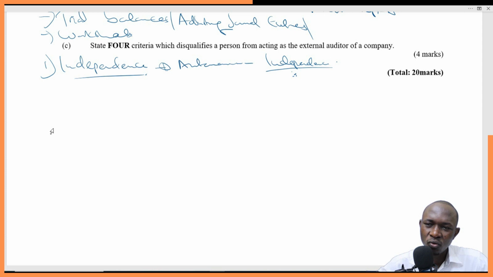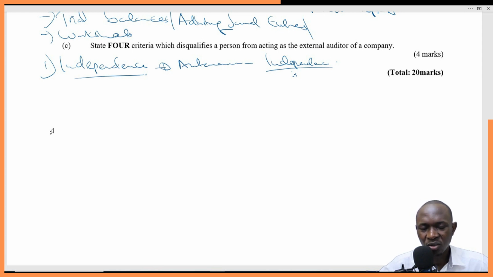So once you lose that independence, you cannot act objectively, then it means that you stand a chance of being disqualified from acting as an external auditor of the company. When you have relationships with the audit company or anybody in the company that you are auditing, then that could go a long way in compromising your objectivity to your job. So we say that you'll have lost independence, where you now come up with a decision that is biased, a decision that is influenced, or a decision that is not objective.